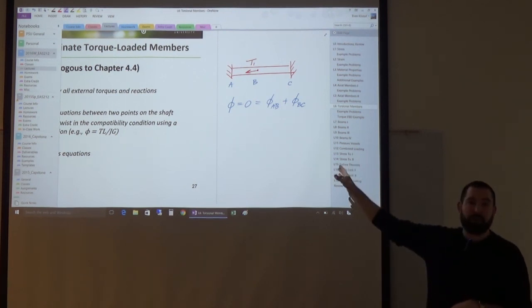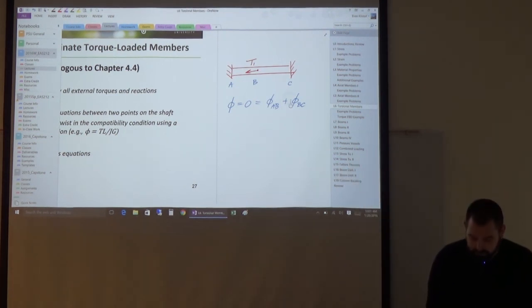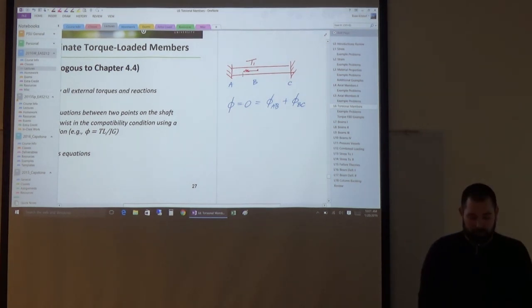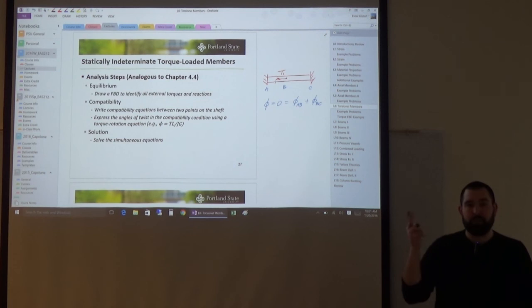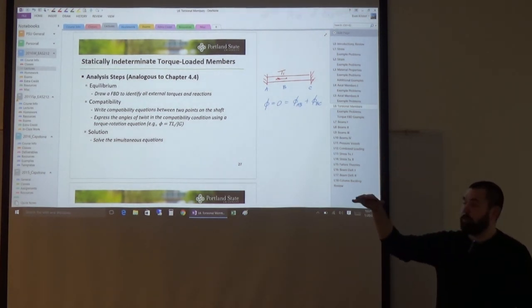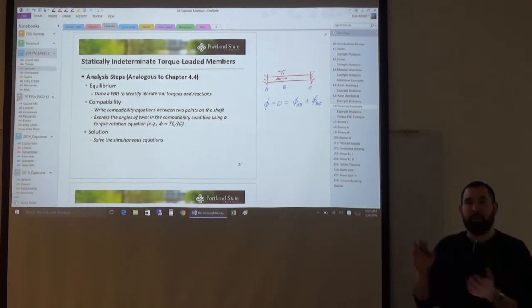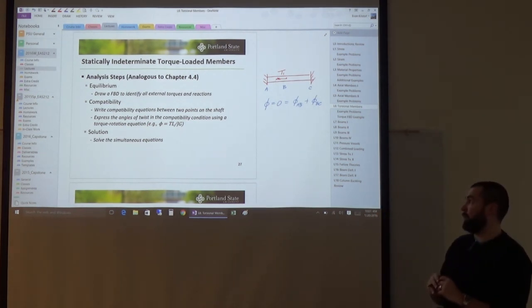We're just applying it to torques here instead of applying it to deflected distances. Sorry, that's a torque, so that should have two heads on that arrow. Once we have those two simultaneous equations, one from equilibrium relating to the torques, one from compatibility relating to the torques, then we can combine them, solve them simultaneously, and get the answer for the torques.